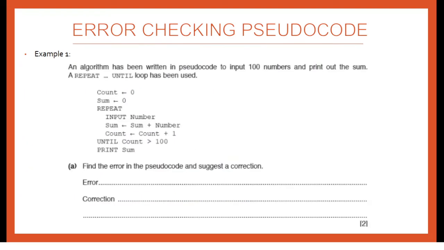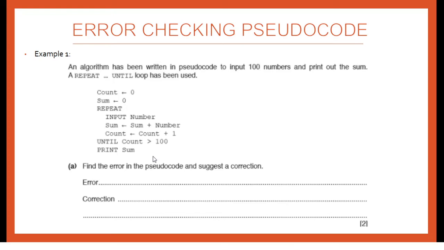Example 1. An algorithm has been written in pseudocode to input 100 numbers and print out the sum. A repeat until loop has been used. Count is equal to 0. Sum is equal to 0. And repeat, input number, sum is equal to sum plus number, count is equal to count plus 1, until count is greater than 100 and print sum.